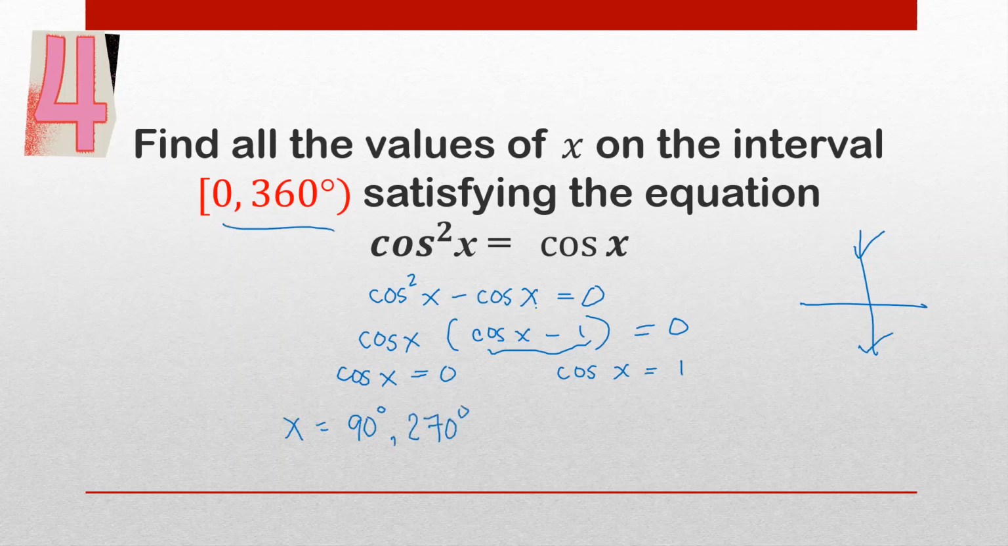Pasok sa interval. What about cosine x equals 1? Dito naman sa positive x-axis. So that will be 0 degrees. Pasok pa rin sa ating interval. Ayun. So ito yung ating values of x on the interval satisfying the equation.